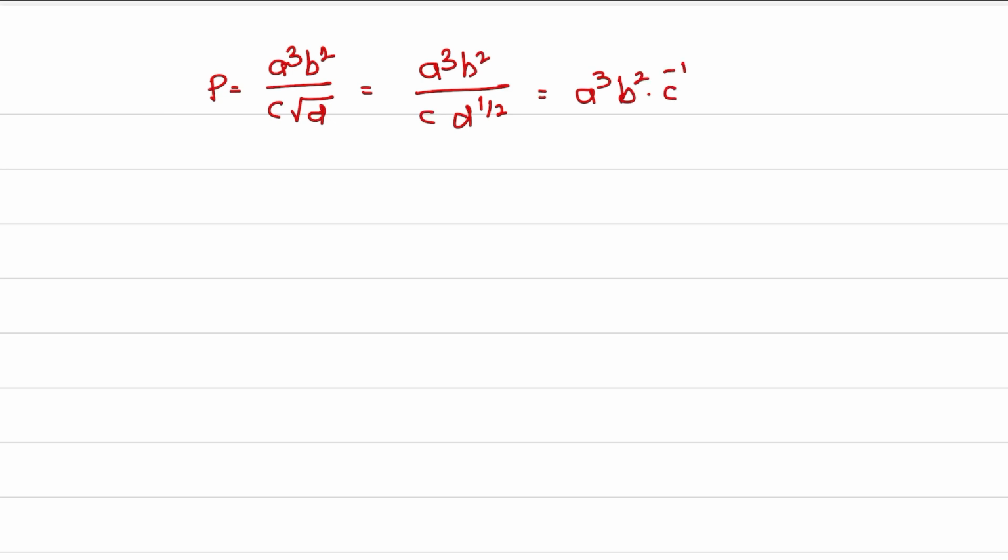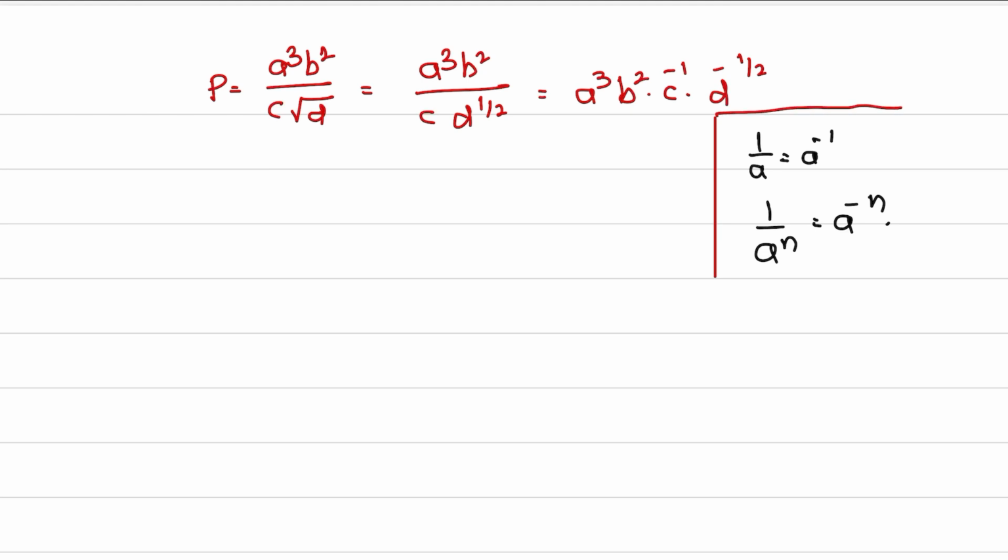Given is P is equal to A cube B square by C square root of D. This can be written as A cube B square by C D to the power of half. This can be written as A cube B square into C to the power of minus 1 and D to the power of minus half. This much you should be able to know. This is from your higher secondary school classes. If you see, 1 by A is equal to A to the power of minus 1. 1 by A to the power of n is equal to A to the power of minus n.